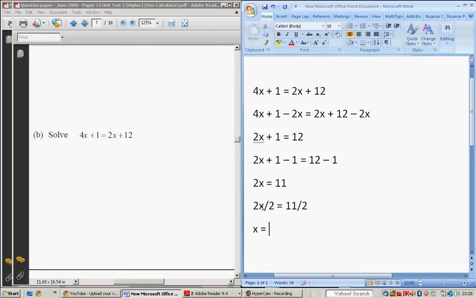And 11 divided by 2 leaves us with 5.5. I'll just write down 5.5 because 5.5 plus 5.5 gives us 11. And hopefully I've done this correctly. So the answer to the question, 4x plus 1 equals 2x plus 12, solve for x. The answer should be x equals 5.5.